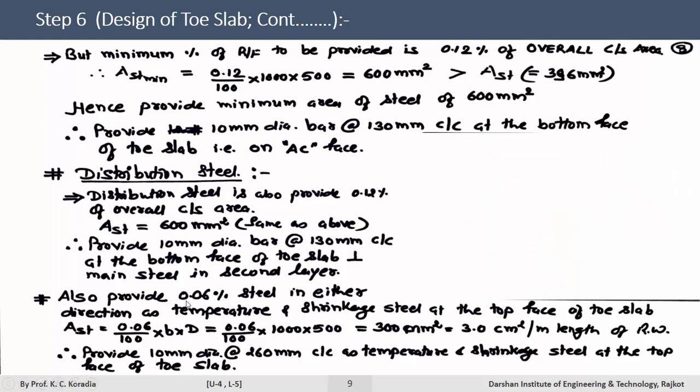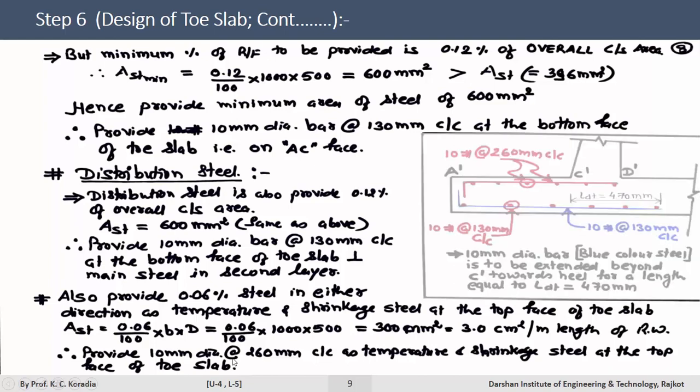Now also provide 0.06% steel in either direction as temperature steel and shrinkage steel at the top face of the toe slab. This comes to about 3 cm² per meter length of retaining wall. Therefore, we will provide 10 mm dia bar at 260 mm center to center as temperature and shrinkage steel at the top face of the toe slab.